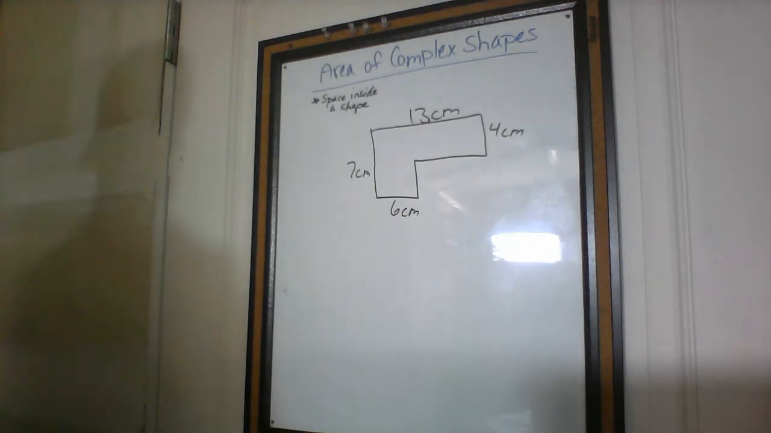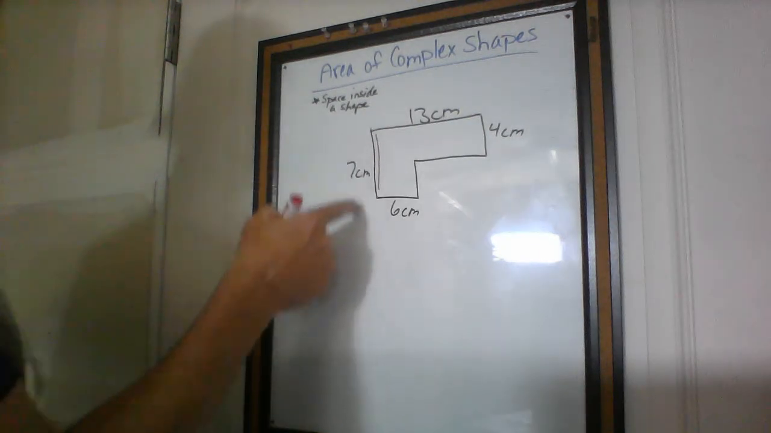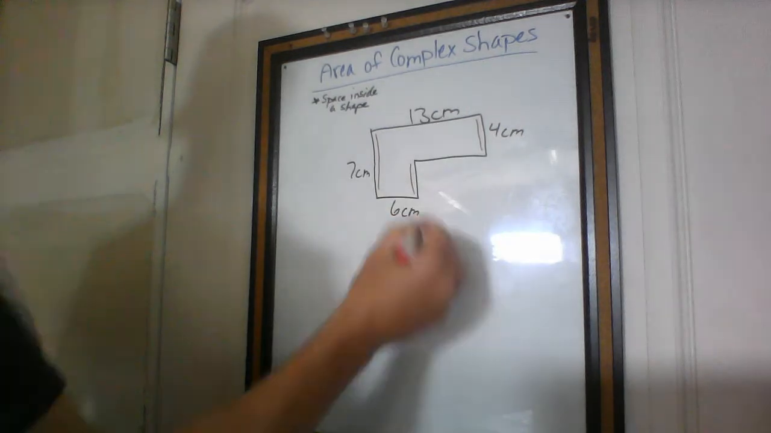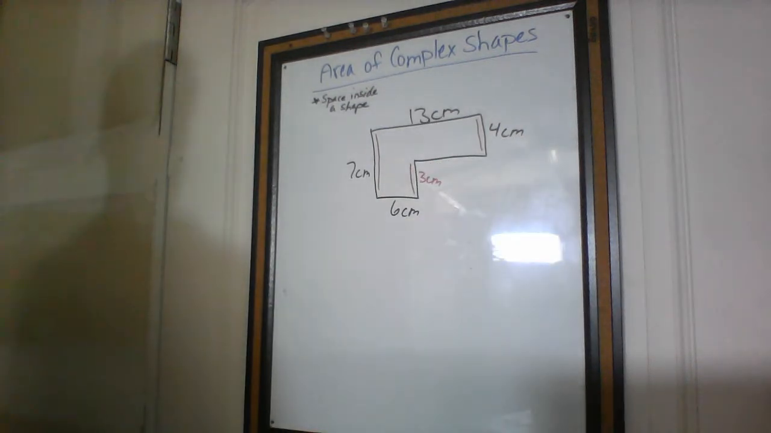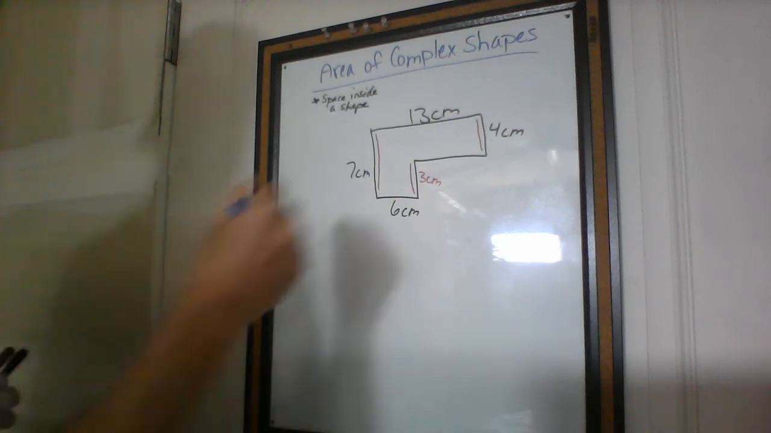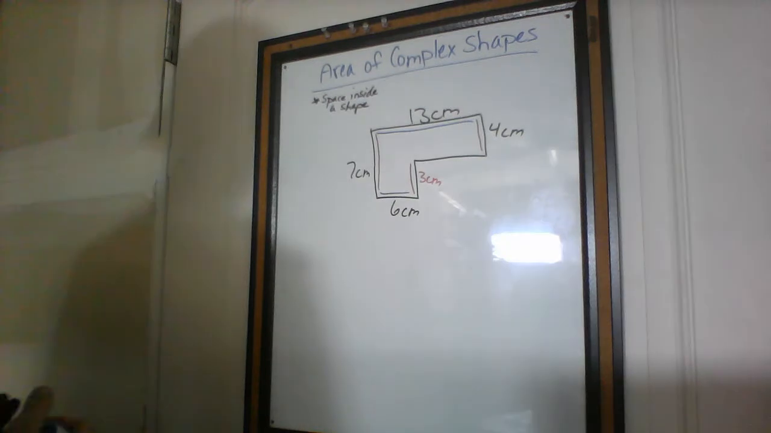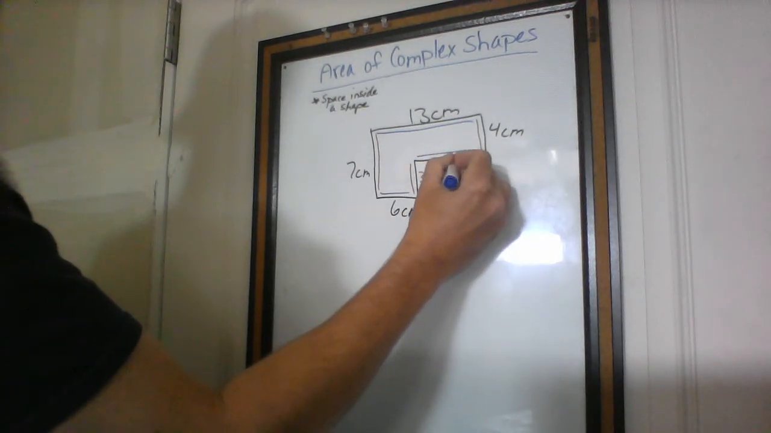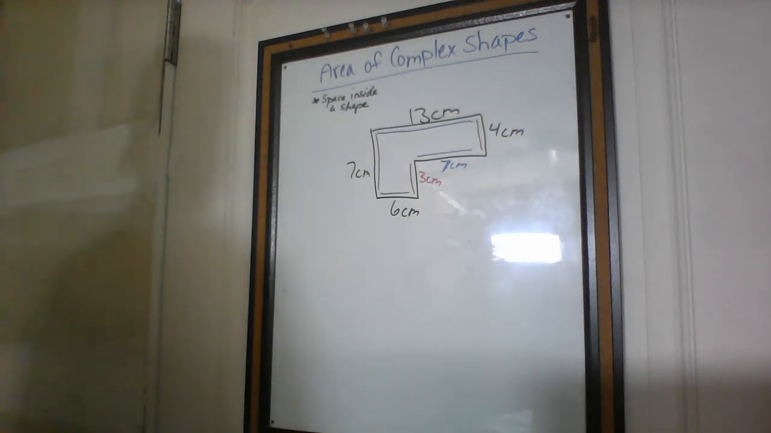Okay, next part is figuring out the missing side. We know our vertical line total is 7 for our height. We've used 4. What's left? We have 3 centimeters. 7 minus 4 is 3. For our horizontals, we know that the total is 13. We've used 6. 13 minus 6 is going to be 7 centimeters. Okay. Now we need to break this into 2 shapes.